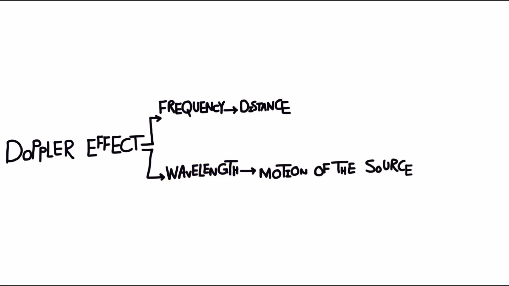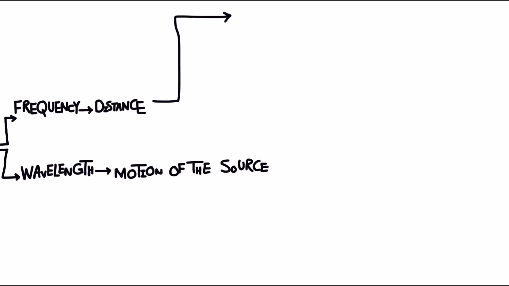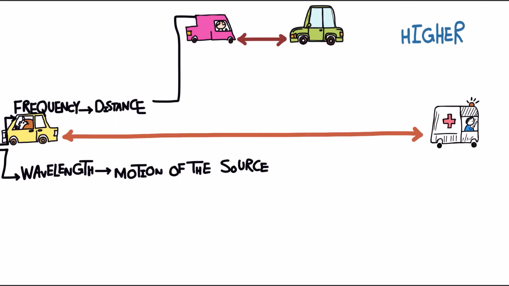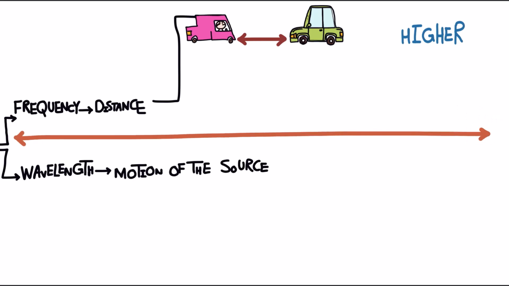First, let's look at frequency. If the distance between source and observer becomes smaller, the frequency increases and the sound is higher. If the distance becomes larger, the frequency decreases and the sound is lower.